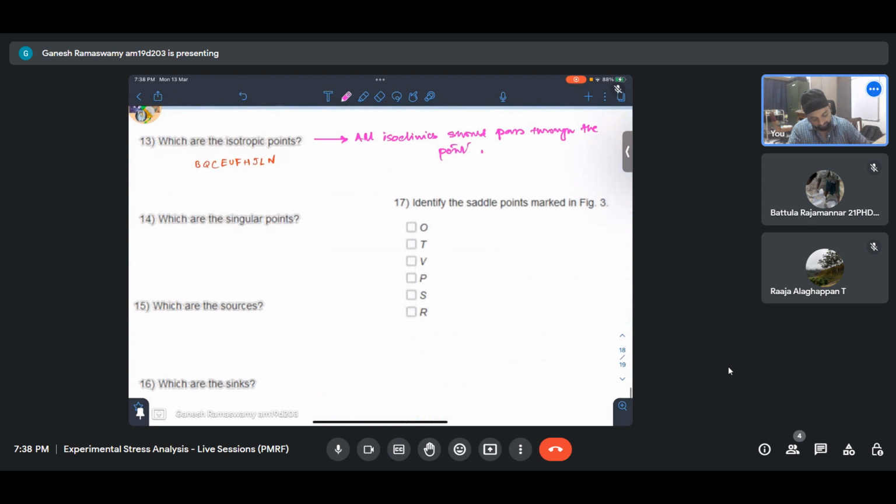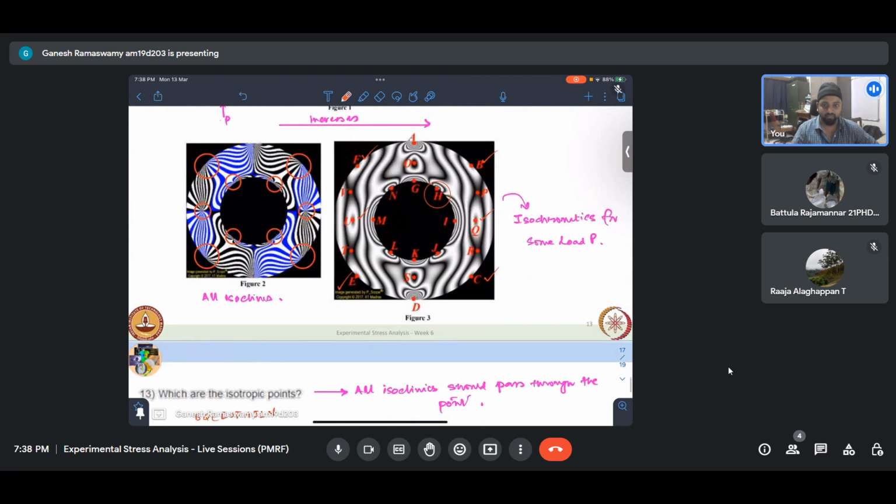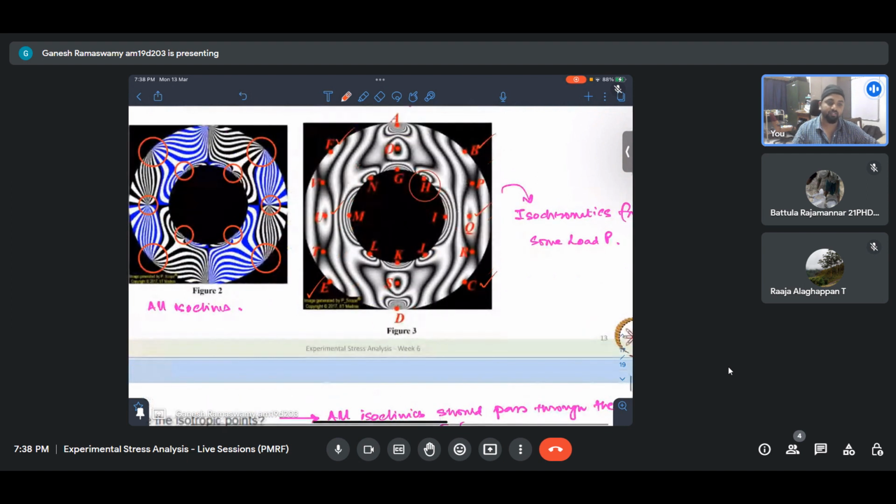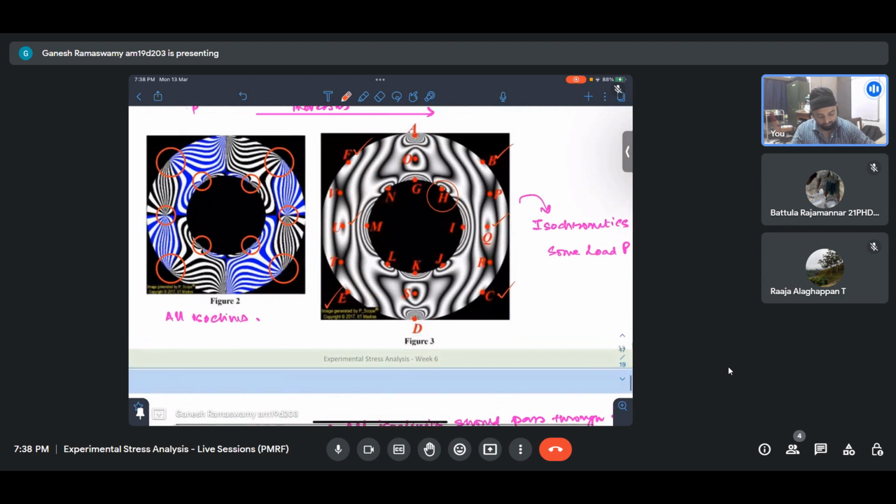So now let us look at what are singular points. We saw these are isotropic points on a free surface. So out of all the 10 that we have identified, we just need to rule out the isotropic points that are not on the free surface. Which are those? We can see that these two, Q and U, essentially are zeroth fringe orders that are lying somewhere inside the domain. Except for that, all others are lying on the surface, which is not loaded, which is free of any traction.